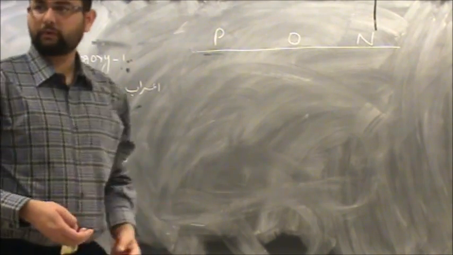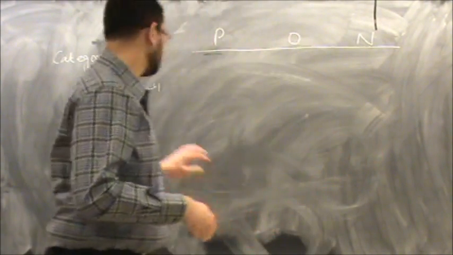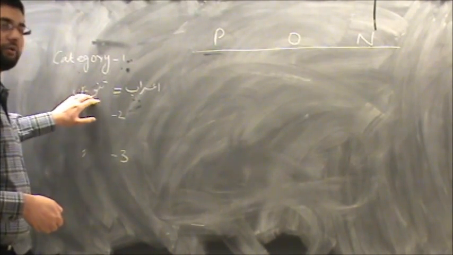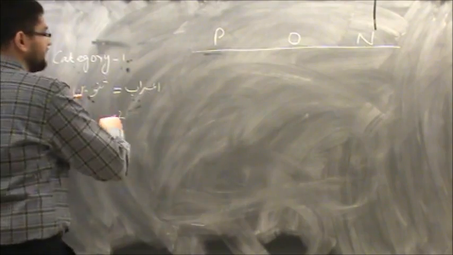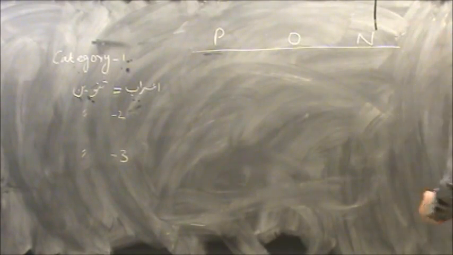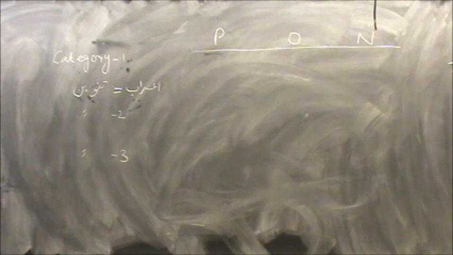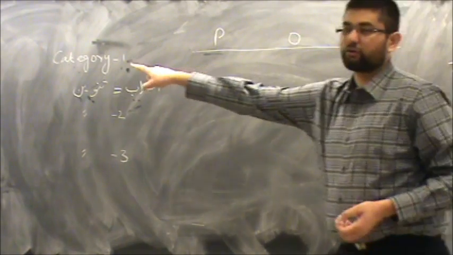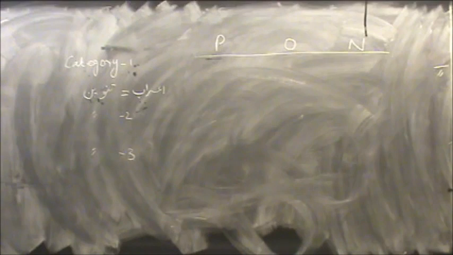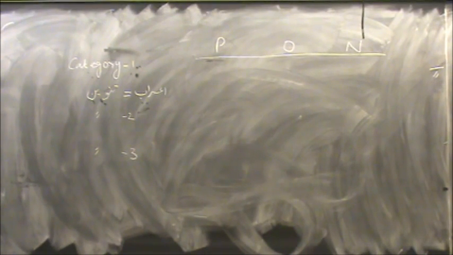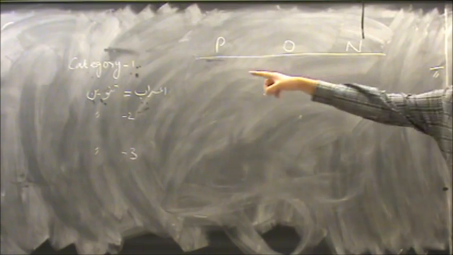You know what i'rab is? Do you remember? The last haraka of the word is called i'rab. So this category has tanween in its i'rab. So either the i'rab is 2 dhammas, or it is 2 fathas, or it is 2 kasras. So this is the first category. If you see one of these at the end of any word, you will know that it is from category 1. Like for example, if you see 2 dhammas, you would know that its i'rab is tanween, so it is from category 1.